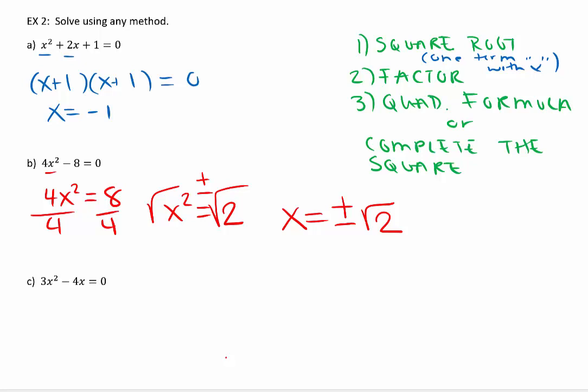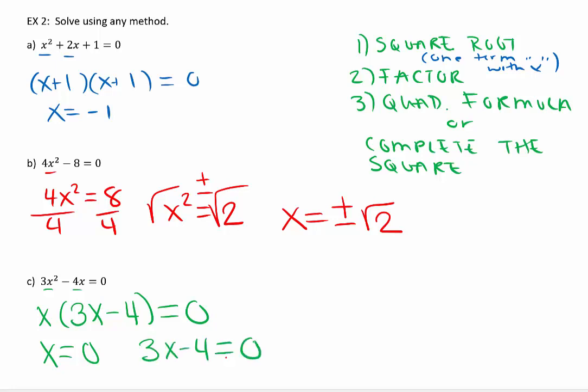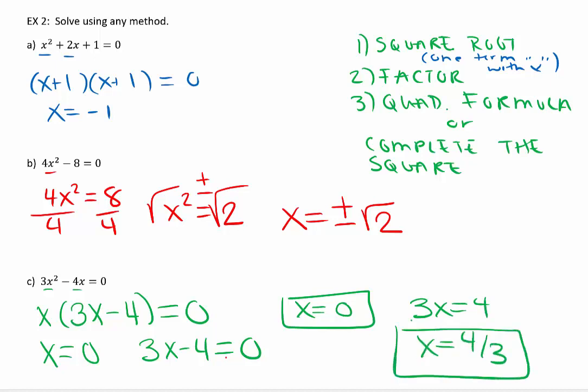Let's see, part C. Can we use the square root method? No, there's 2 terms with x. So I'm going to see if I can factor. Yes, there's actually a GCF here. I can take an x out, and I'm left with 3x minus 4. And that's it for the factoring. Now I just set the factors to 0. x could equal 0, or 3x minus 4 could equal 0. So one of my answers is x equals 0. And for the other one, I add the 4 and divide by 3. So x equals 4/3.